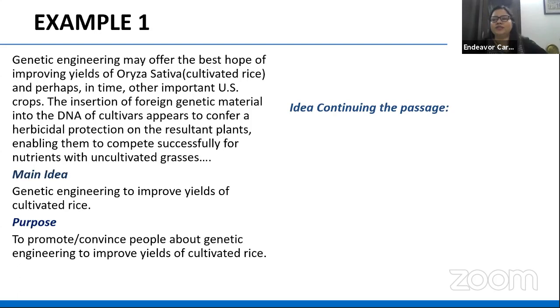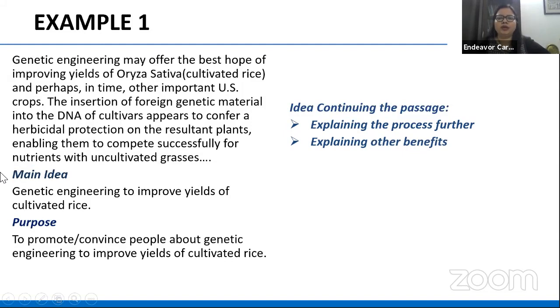Let's look at what might be the idea continuing the passage. What might continue? Let's look at a few alternatives here. Perhaps he might just explain the process further. Is that possible? Look at what is said so far, the last lines, that second line wherein he talks about the process. So he might just explain this. Why not? Next, he's talked about one benefit that genetic engineering brings to the cultivars, to these plants. Maybe he might go and explain other benefits. Maybe it's cost effective, or it has environmental benefits, whatever. The quality of the plants and the yield improves, etc. Maybe.